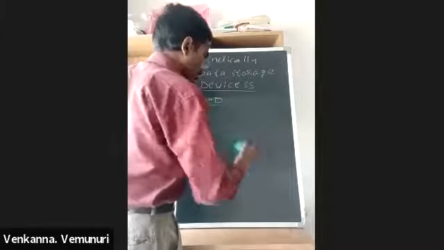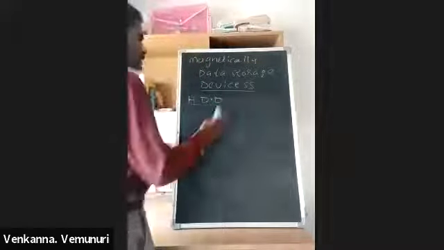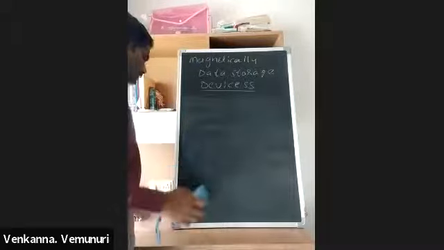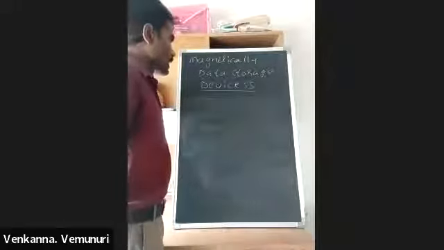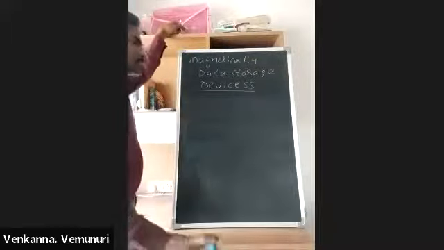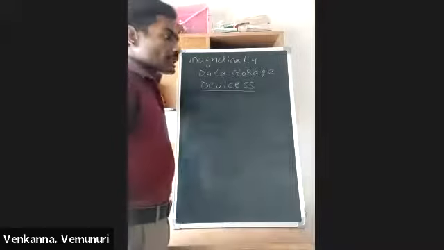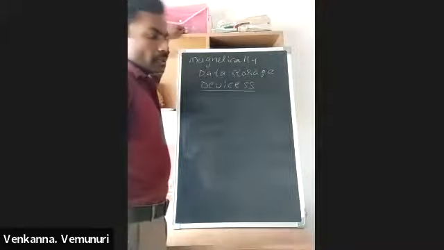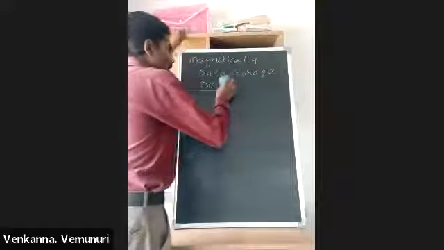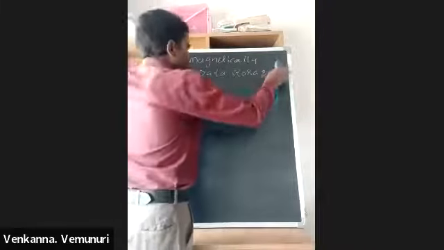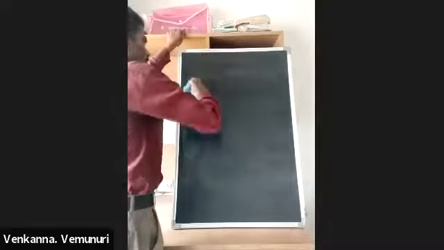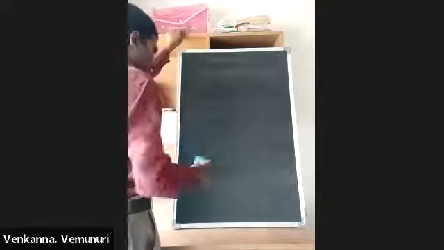And this is a magnetic data storage device. Magnetic data storage devices means floppy drive, tape drive, and hard disk. These three are magnetic data storage devices. Another data storage device is available. It is the semiconductor data storage device. Means in this we store data in semiconductors, using transistors and capacitors. Those components store the data.